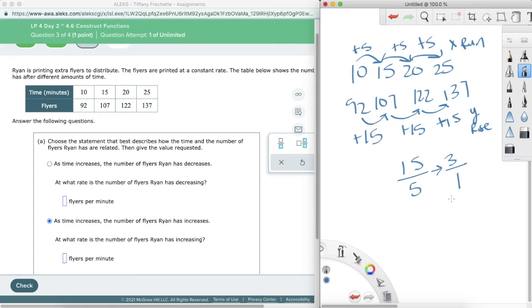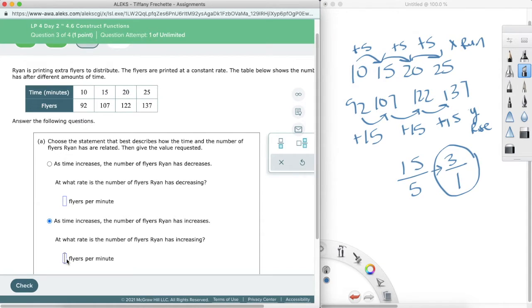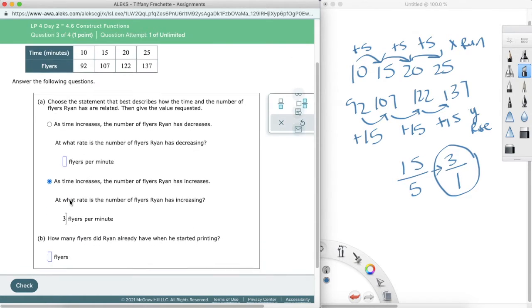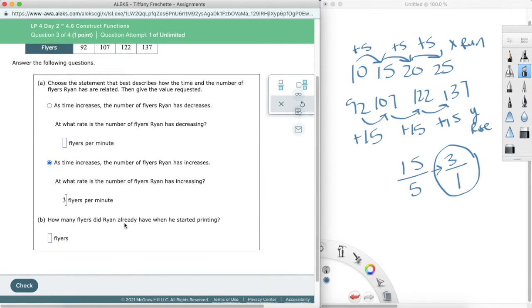We want to reduce it down to a unit rate where I have 1 on the bottom because that's what they're going to want us to answer this question with. It says, at what rate is the number of flyers Ryan has increasing? So it's blank flyers per minute. We just did that. It's 3 flyers per minute. How many flyers did Ryan already have when he started printing?